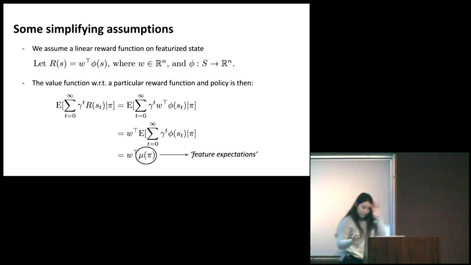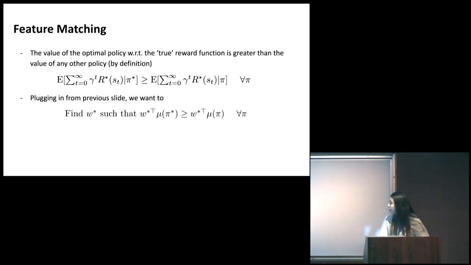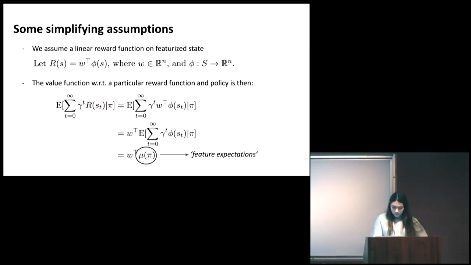But first, the takeaway from this right now is that we can represent the performance of a policy under some reward function as this W transpose mu of pi term. Okay. Are there any questions on this so far?